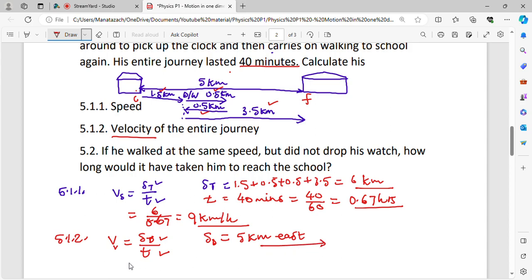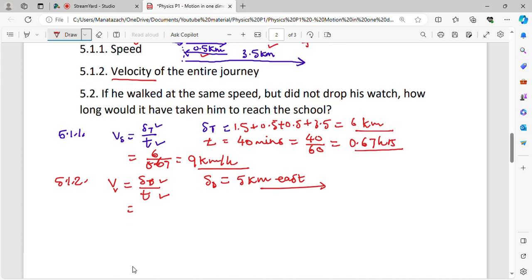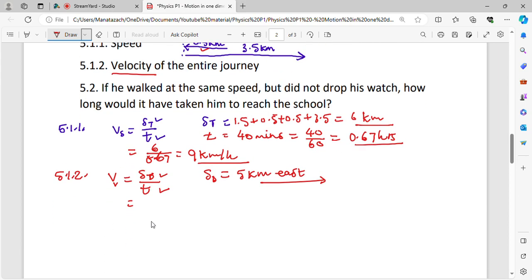We already know the time given to us is 40 minutes. So let's just plug in the displacement and the time, 0.67 hours, which will give us 7.5 kilometers per hour towards the east. Remember, Herman is moving east.